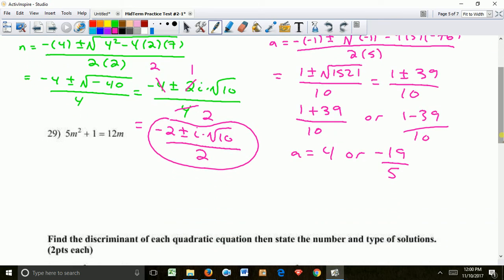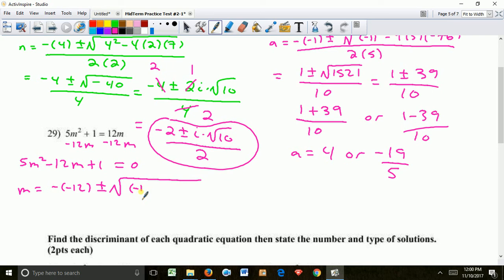Number 29. This one is not written in standard form, so subtract 12m from both sides. You now get 5m squared minus 12m plus 1 is equal to 0. And then putting this into the quadratic formula, you get m is equal to the opposite of negative 12 plus or minus the square root of negative 12 squared minus 4 times 5 times 1, all divided by 2 times 5.